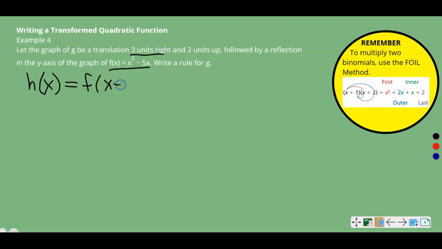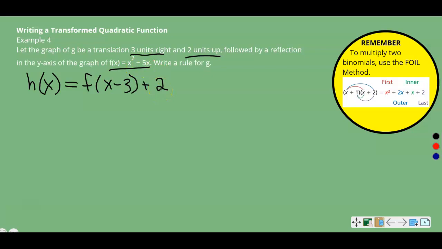So it's going to be minus 3, and then 2 units up, plus 2. All right, so that's just telling us what we're doing to this function of f. That just does these 2 movements right here. Now, what do we have to do? We have to actually apply this to the function of f. So f says take x and square it, and then minus 5 times x. So that's what we're going to have to do.